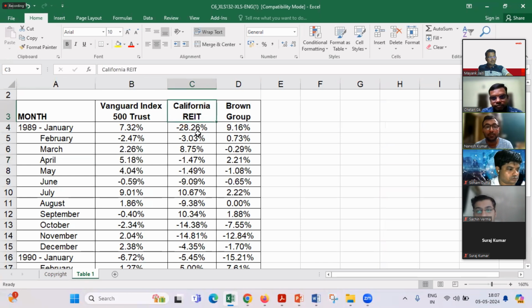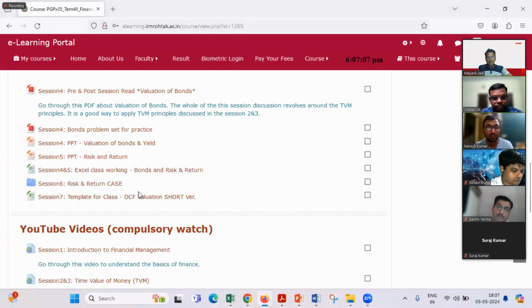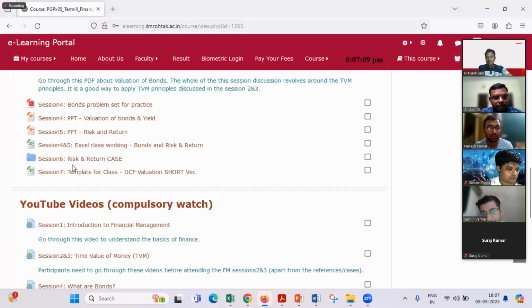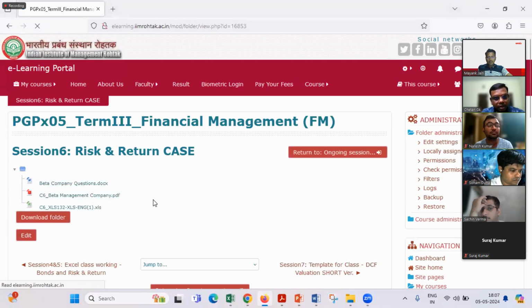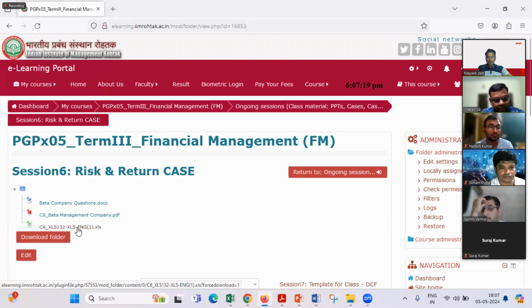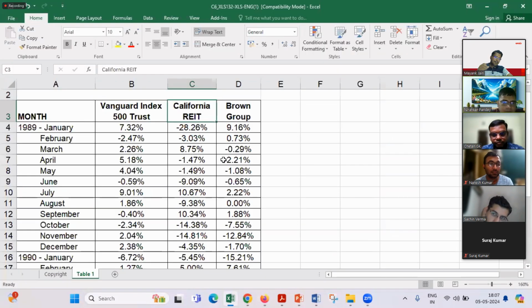Sir, I was absent in the initial few minutes of the class. Where is this Excel? It's on the LMS. You can see the risk and return case, it is there. Session 6. You can just open it, and there is something called C6.1. This is the Excel sheet. You should keep it ready. It is already shared over the group.